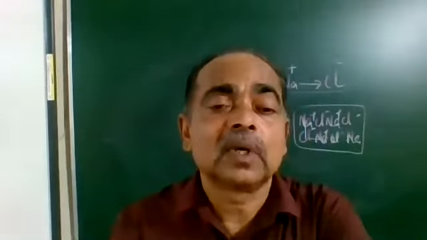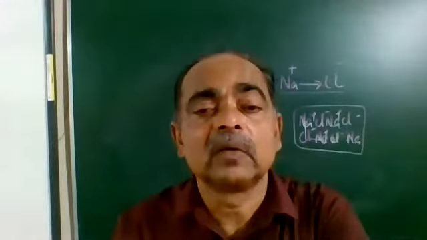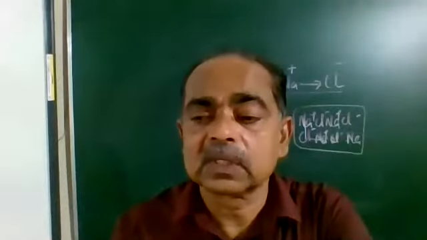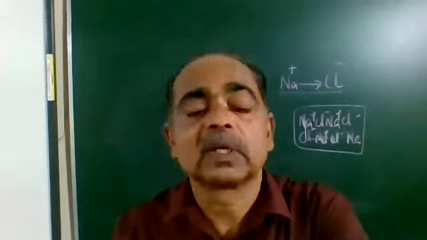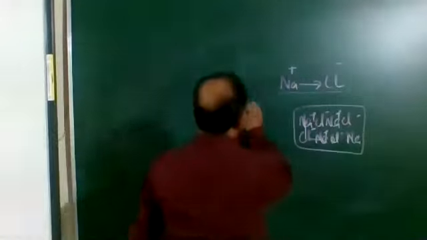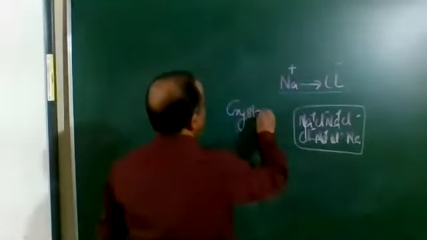Understood? Remember, if you take a piece of sodium chloride, it will have millions of Na plus and Cl minus. So among all these Na pluses and Cl minuses, there will be a force of attraction. And this force of attraction will make the substance crystalline.